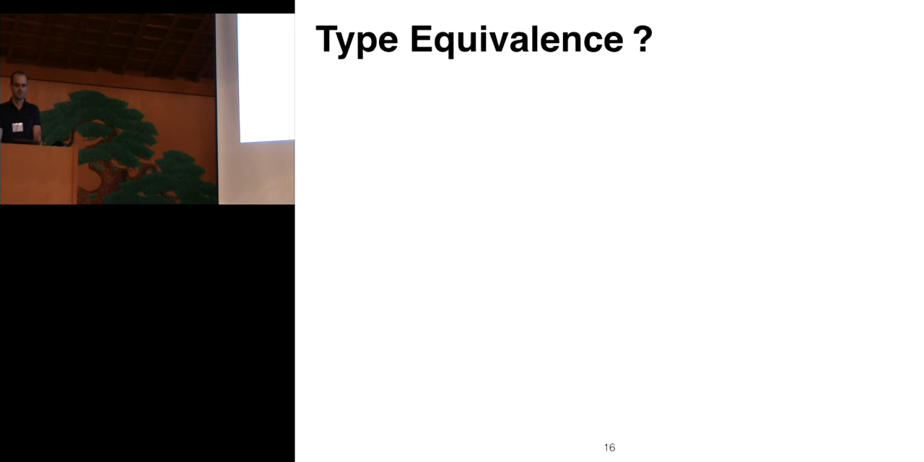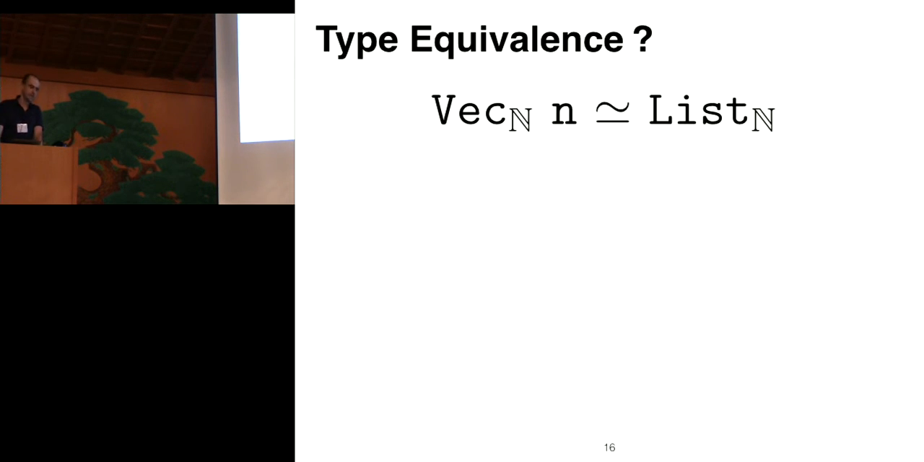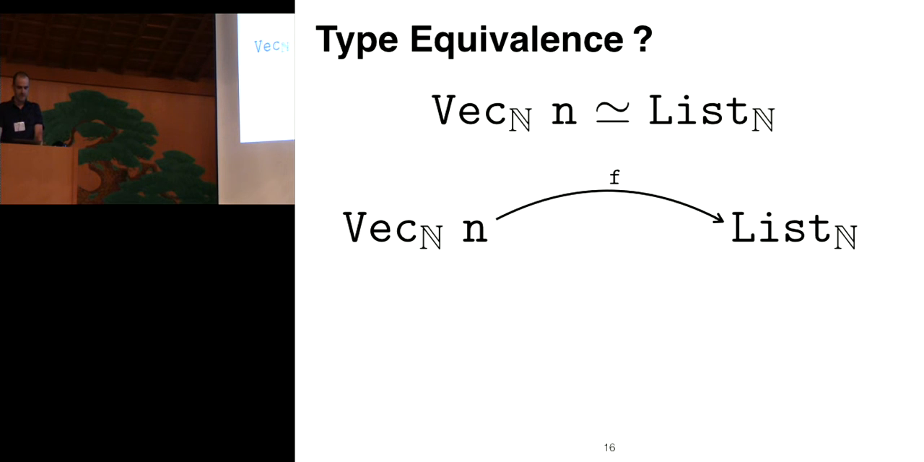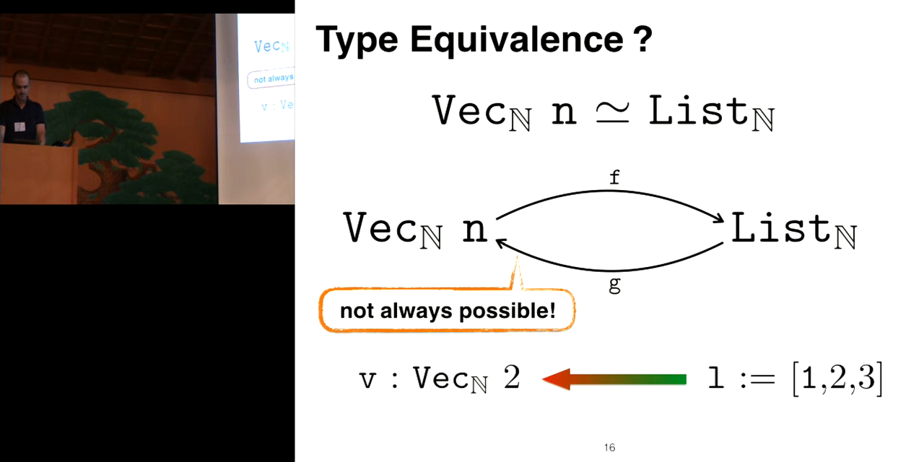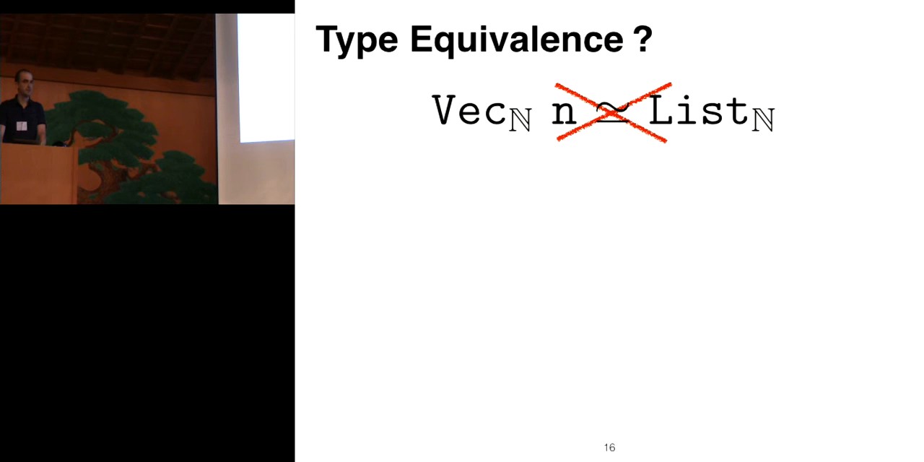Can we use this notion of type equivalence to relate lists and vectors? Well, I guess I wouldn't be here if you could. It's easy to see that you can go from a vector to a list. However, in the other direction, given an arbitrary list, going to some vec n might not always be possible. For instance, if you have a list with 3 elements and you want to get a vector of type vec 2, then obviously that's wrong. Therefore, this is not really an equivalence.